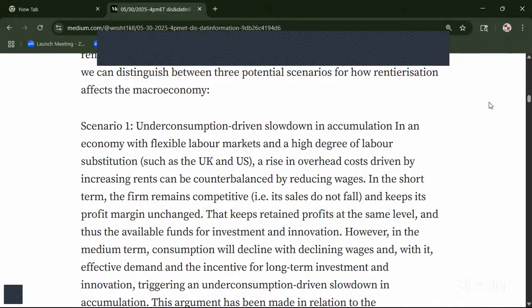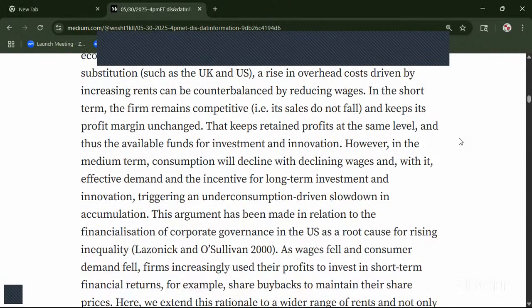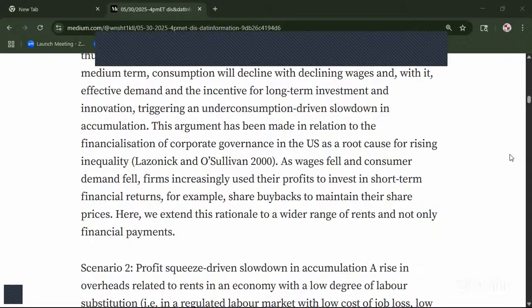However, in the medium term, consumption will decline with declining wages, and with it, effective demand and the incentive for long term investment and innovation, triggering an underconsumption driven slowdown in accumulation. Now, this argument has been made in relation to the financialization of corporate governance in the US as a root cause for rising inequality. As wages fell and consumer demand fell, firms increasingly used their profits to invest in short-term financial returns. For example, share buybacks to maintain their share prices.